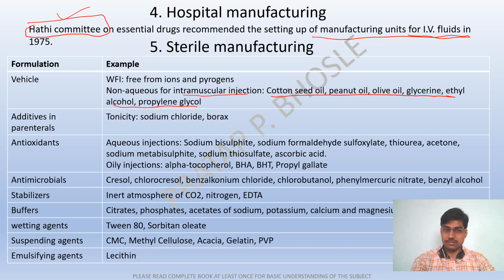Then the additives in parenterals. Tonicity: sodium chloride and borax are used to adjust the tonicity. Antioxidants in aqueous injections and oil injections. Which are in oily? Alpha tocopherol, BHA, BHT, propyl gallate. These are antioxidants used in oil injections.